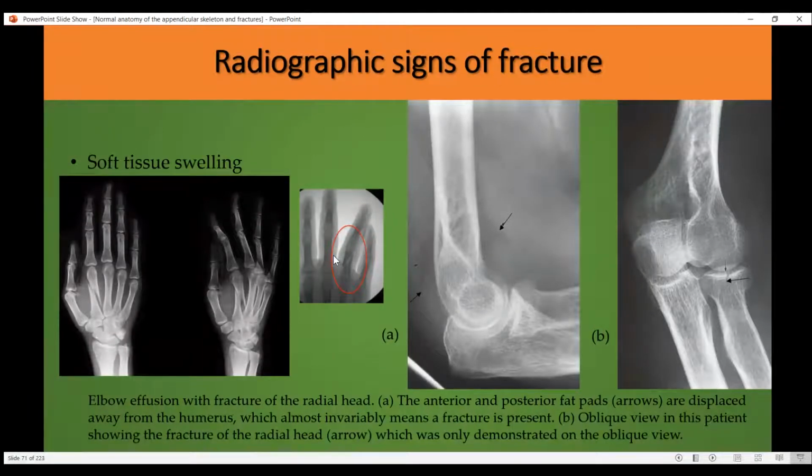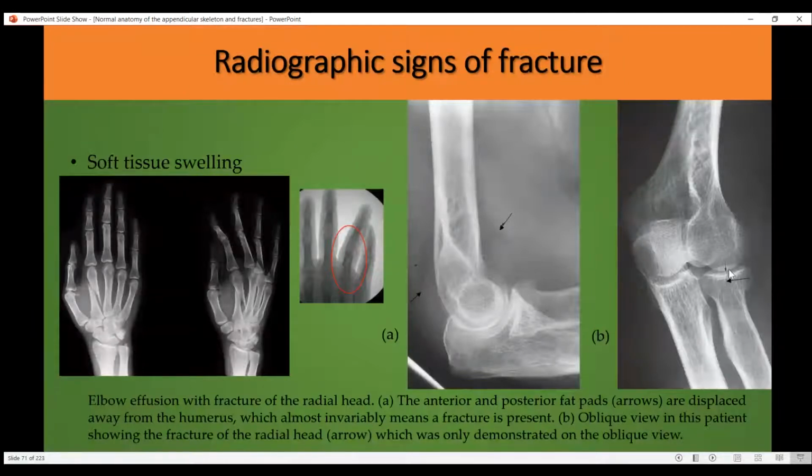Another thing, whenever you are trying to look for a fracture, you have to look for any kind of soft tissue swelling. And sometimes there will be joint effusions as well, which show up as a hypolucent area along with soft tissue density. An increase in soft tissue density and surrounding edematous fluid can be known as joint effusion.